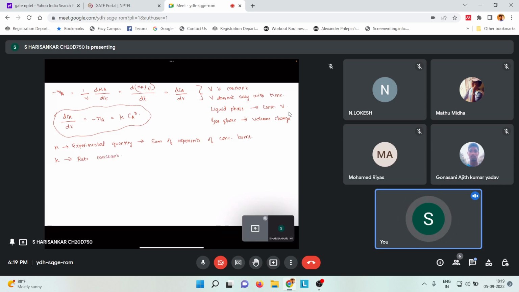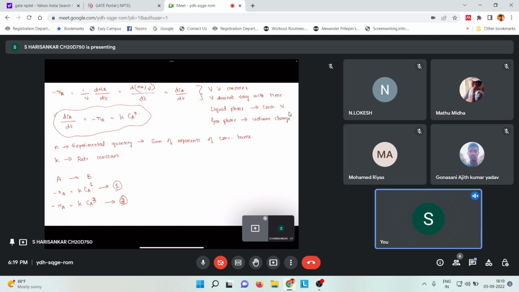Let's say we have a reaction where A gives B, and the reaction rate is given as Ra is equal to k Ca. That means the order here is 1, because it is k Ca raised to 1. Now, if the reaction rate is defined as k Ca square, then the order will be 2. Or if this is k Ca raised to 3, then the order will be 3.